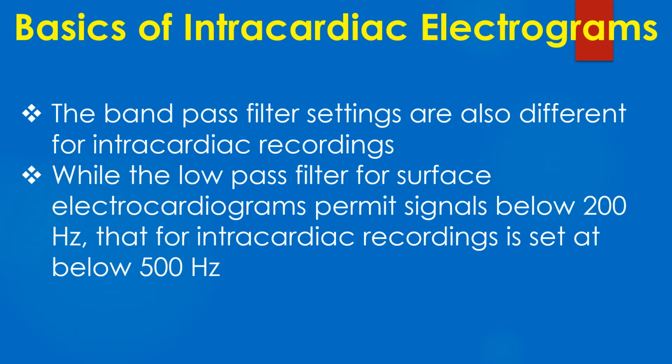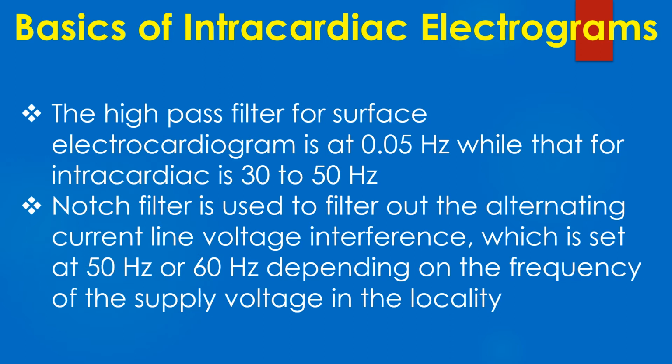The band pass filter settings are also different for intracardiac recordings. While the low pass filter for surface electrocardiograms permits signals below 200 Hz, that for intracardiac recordings is set at below 500 Hz. The high pass filter for surface electrocardiogram is at 0.05 Hz, while that for intracardiac is 30 to 50 Hz. Notch filter is used to filter out the alternating current line voltage interference, which is set at 50 Hz or 60 Hz depending on the frequency of the supply voltage in that locality.